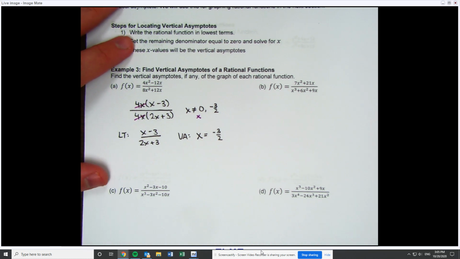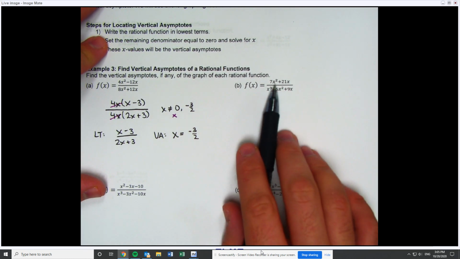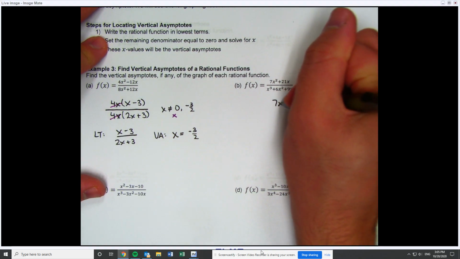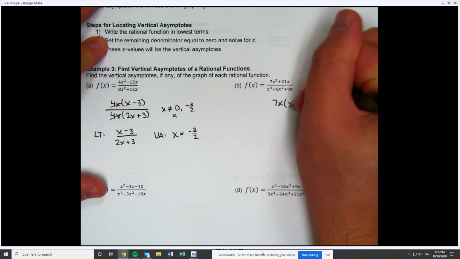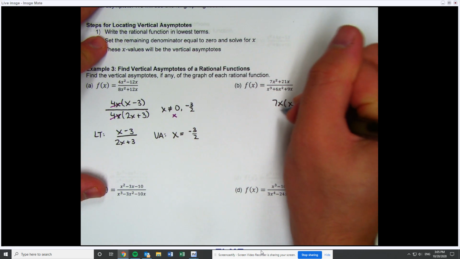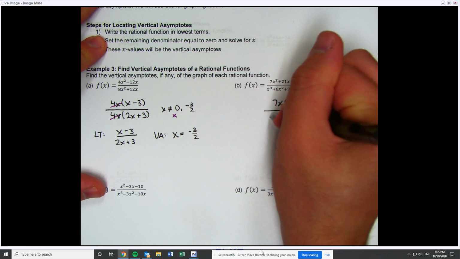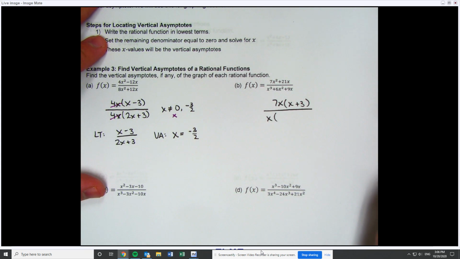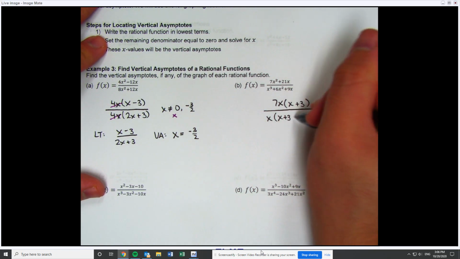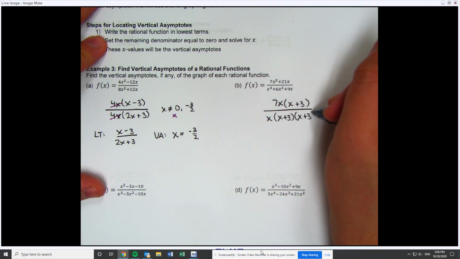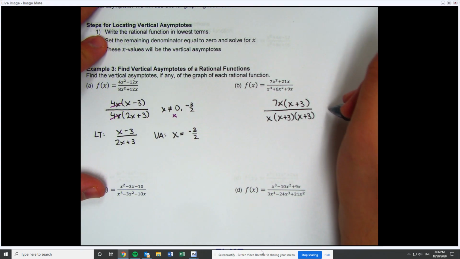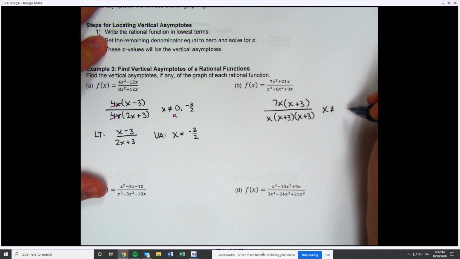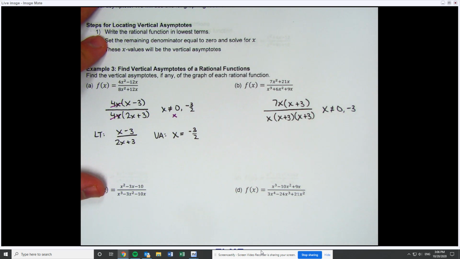All right, let's do it again. So right here, factoring this, I see that I can take out 7x, and then I'll have x plus 3 left over. For the denominator, I see that I can take an x out. Now I'm going to have something I can do the ABC method with. I have x plus 3, x plus 3. Perfect. The numbers that I cannot equal: 0, and I cannot equal negative 3. All done. Now, next up, lowest terms.